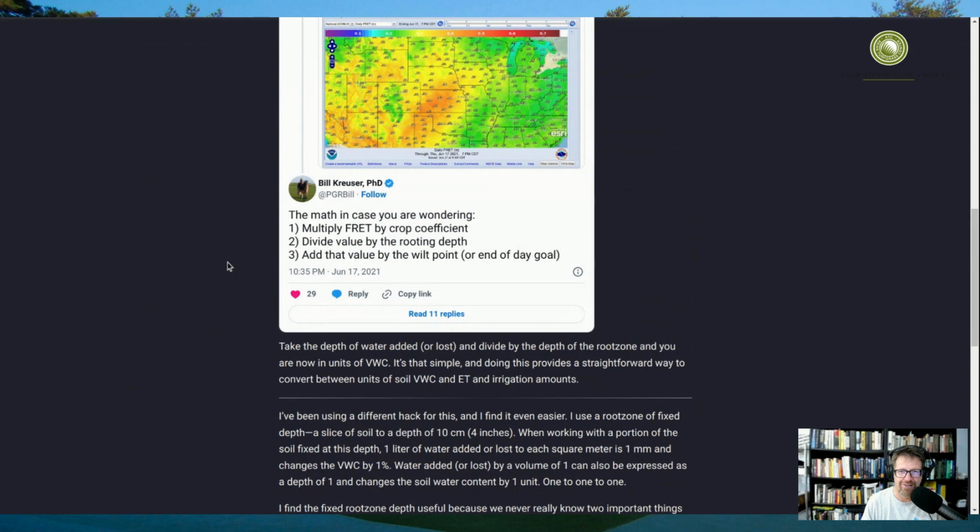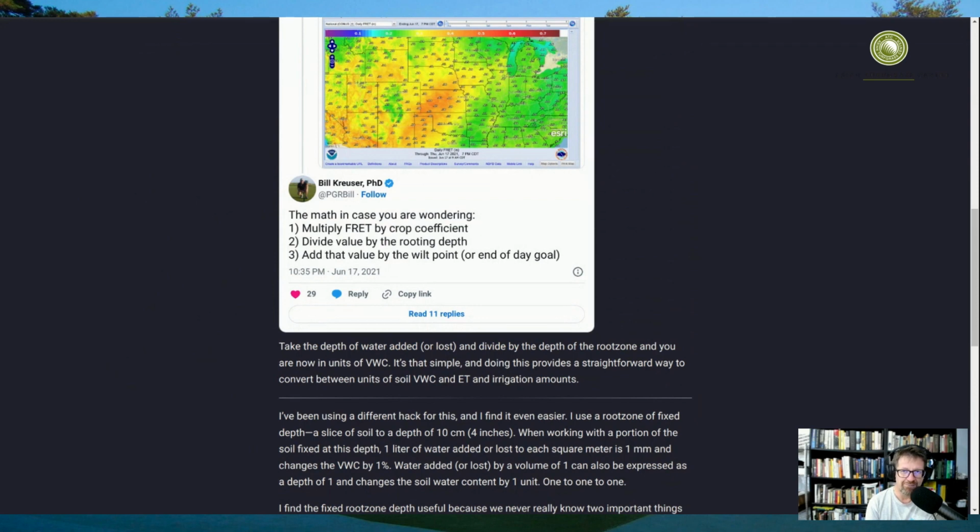It's that simple, and that is a really cool turf hack related to irrigation and soil water content. So I wrote in the blog post, take the depth of water added or lost and divide by the depth of the root zone, and you are now in units of volumetric water content. It's that simple, and doing this provides a straightforward way to convert between units of soil volumetric water content and evapotranspiration and irrigation amounts.